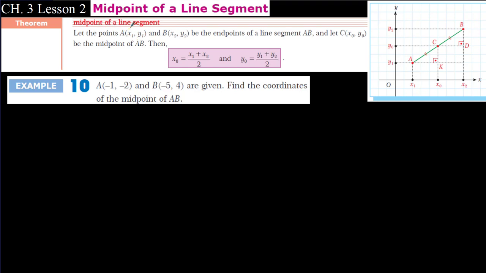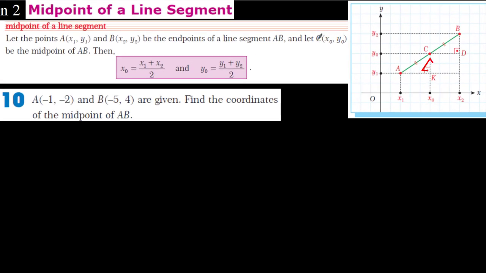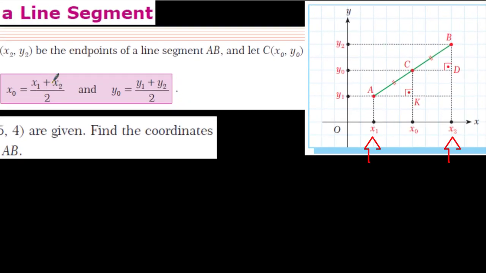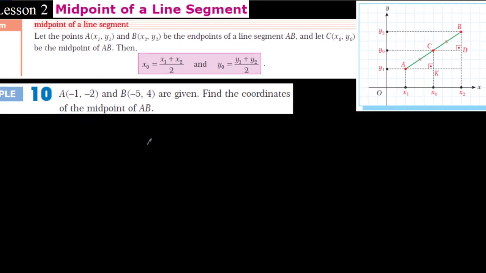Let's say the endpoints of the line segment are A and B, which have the coordinates x1, y1 and x2, y2. Then the point C is the midpoint, with coordinates x0 and y0. x0 is equal to x1 plus x2 over 2, and y0 is equal to y1 plus y2 over 2. As you see in the figure, A and B are the points and C is the midpoint of the line segment, so x0 and y0 should be half of the sums.